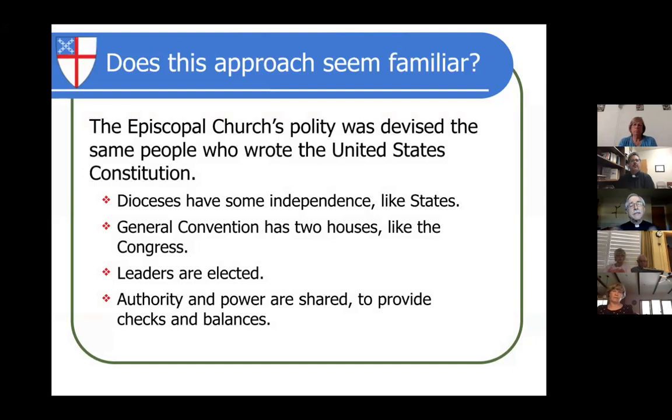So, as I've already mentioned in some ways, this structure should sound familiar because, of course, many of the same people who were responsible for organizing the Episcopal Church were also responsible for writing the Constitution. So dioceses have some independence, somewhat like states. General Convention has two houses like Congress. Leaders are elected. Authority and power are shared to provide checks and balances. Very, very similar to what we know from our civics class back in high school.